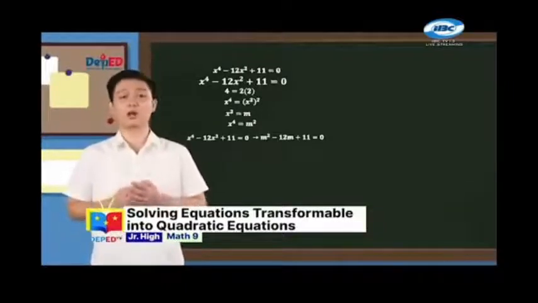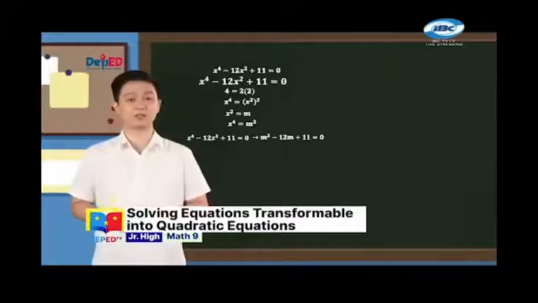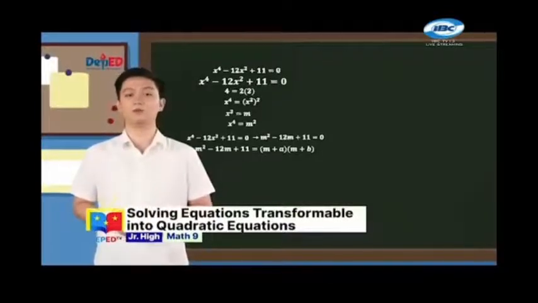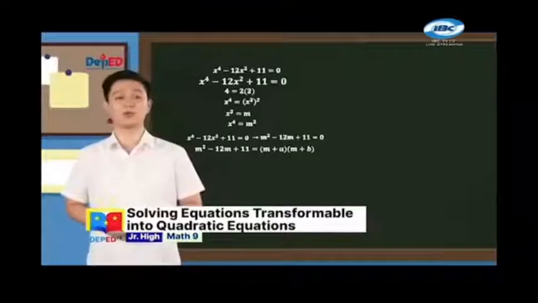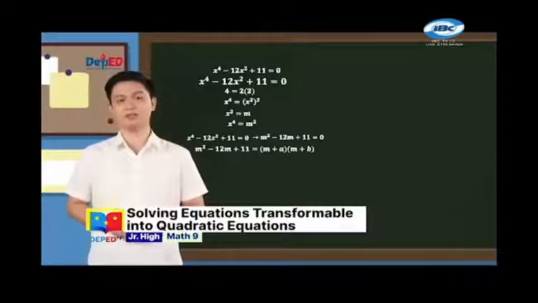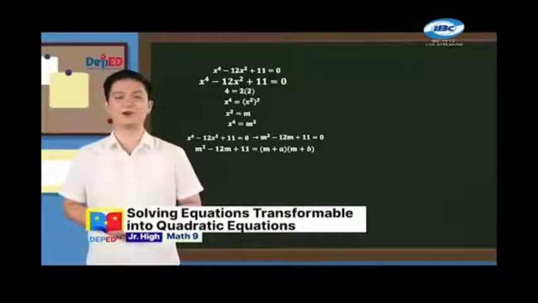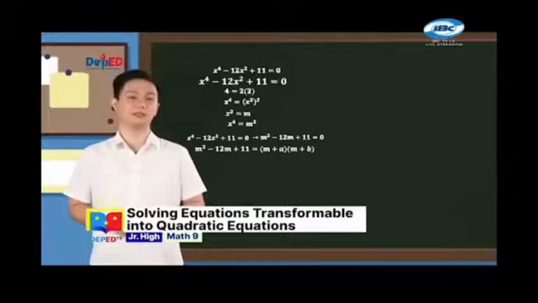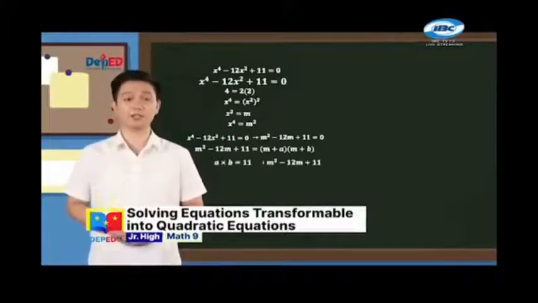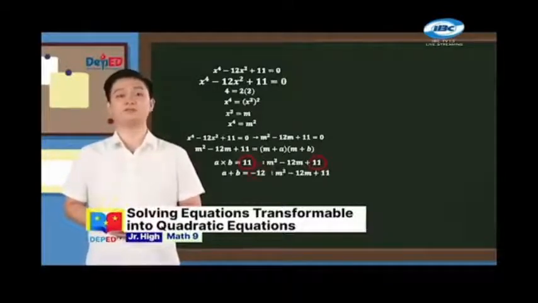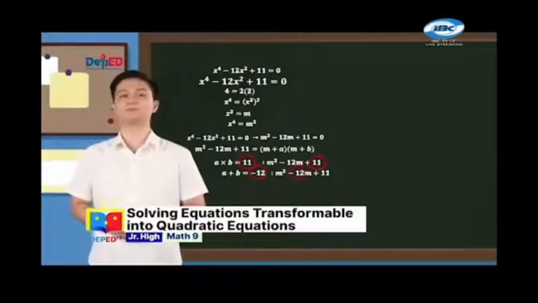Since the numerical coefficient of the quadratic term m squared is just 1, the trinomial has two binomial factors whose first terms are identical, both equal to m. So we must think of two numbers, a and b, the constant terms in the binomial factors. What are our clues? The coefficients in the trinomial should reveal these. The product of the constants a and b must be 11, the constant term in the trinomial. Their sum must be negative 12, the coefficient of m.